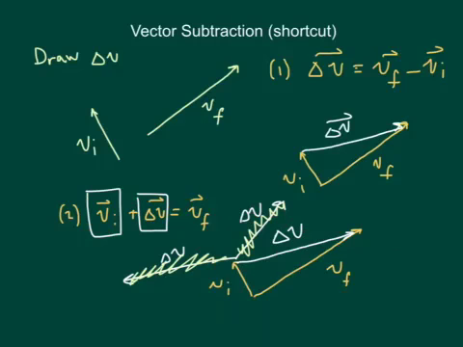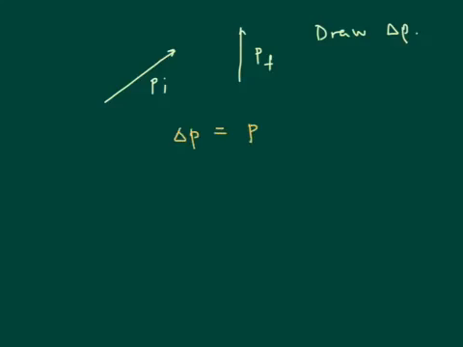I'm going to show you very quickly 2 other examples just to help make this concept intuitive. Let's say we're shown 2 vectors, initial momentum and final momentum, and the question says draw delta p. This is a vector subtraction. Here's why. You know delta p is final minus initial. So what the question is really asking us to do is take the final vector and subtract from it this vector. We will use the new shortcut.